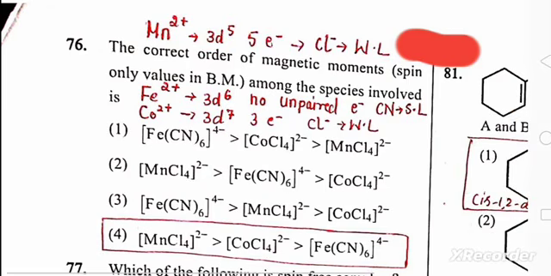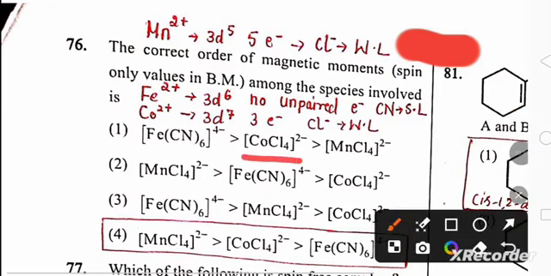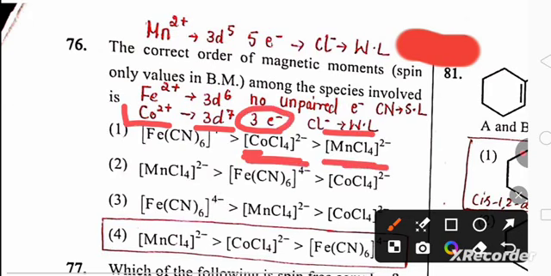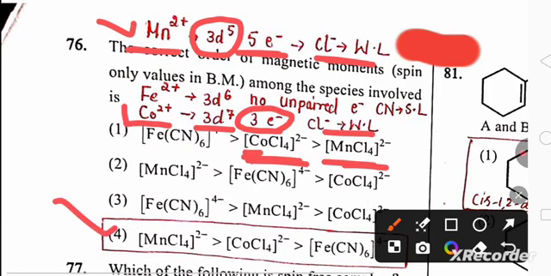Second, we have CoCl4 2 minus. In this, cobalt is in the Co2 plus oxidation state. It is in a 3d7 electronic configuration, and chlorine is a weak ligand. So in that case, you can find 3 unpaired electrons in cobalt. Whereas in MnCl4 2 minus, again chlorine is a weak ligand. Manganese will be in the Mn2 plus oxidation state, with 3d5 electronic configuration. So you can find 5 unpaired electrons, and manganese will have the highest magnetic moment. Then cobalt has 3 unpaired electrons. Then iron has 0 unpaired electrons. So option D is the right answer for this question.